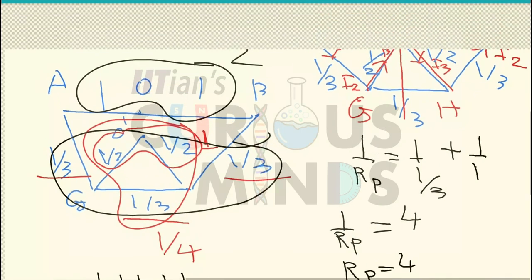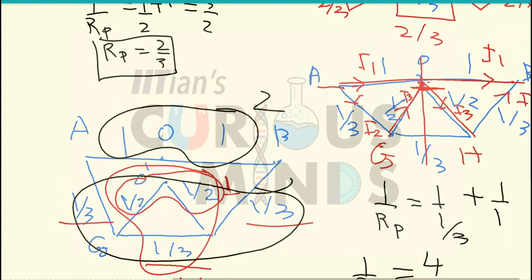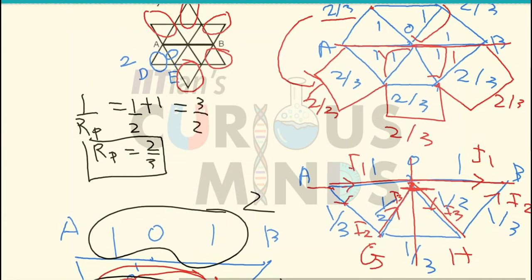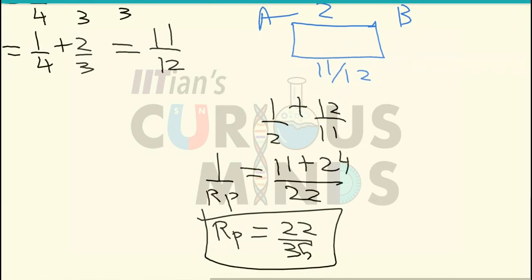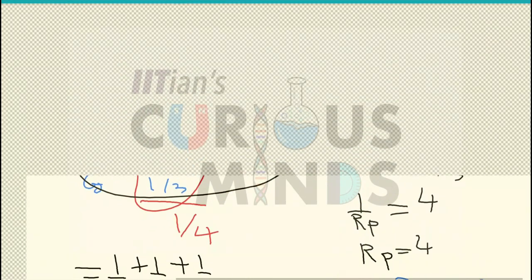So for this entire circuit, we get an equivalent resistance of 22 divided by 35.